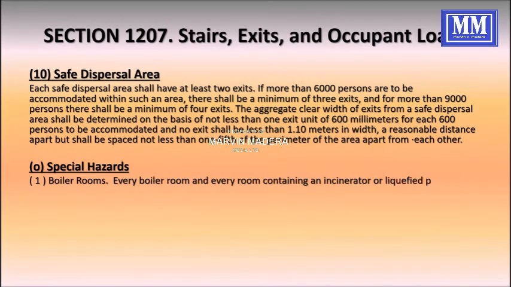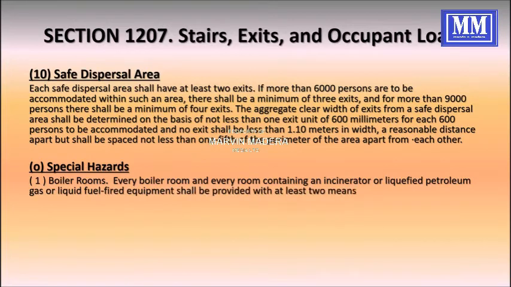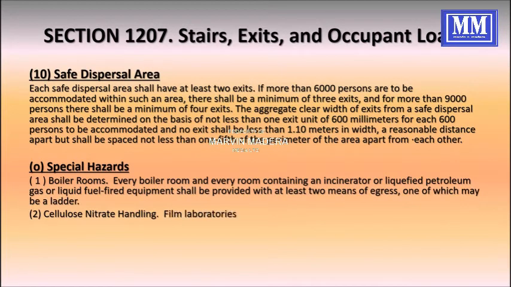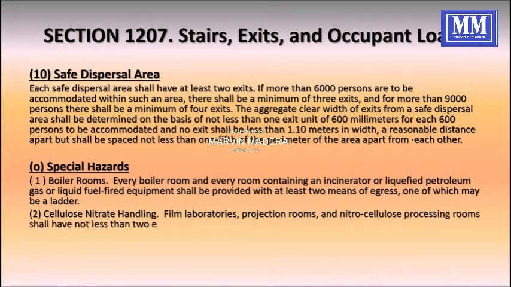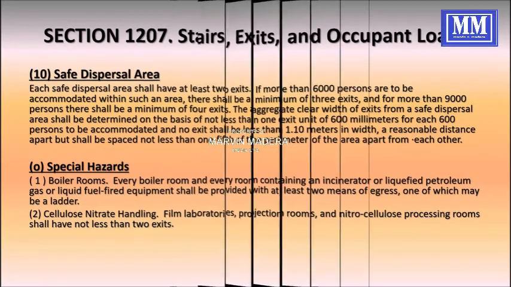Special hazards. Boiler rooms. Every boiler room and every room containing an incinerator or liquefied petroleum gas or liquid fuel fire equipment shall be provided with at least two means of egress, one of which may be a ladder. Cellulose nitrate handling. Film laboratories, projection rooms, and nitrate cellulose processing rooms shall have not less than two exits.